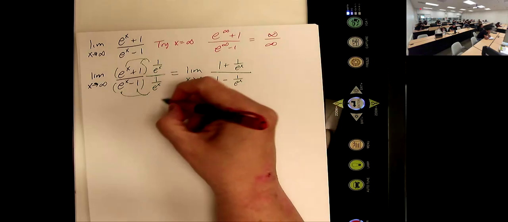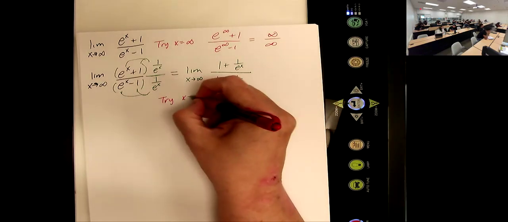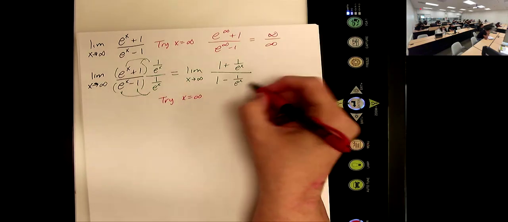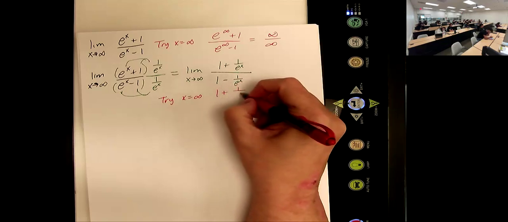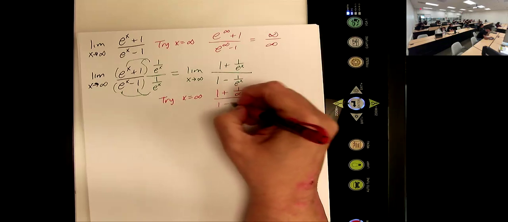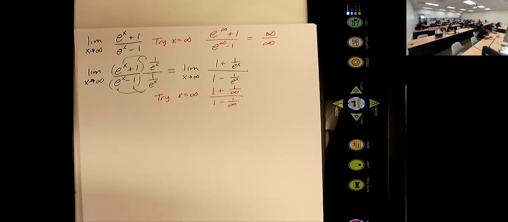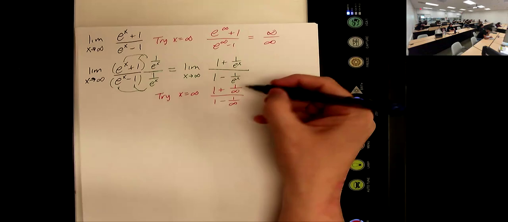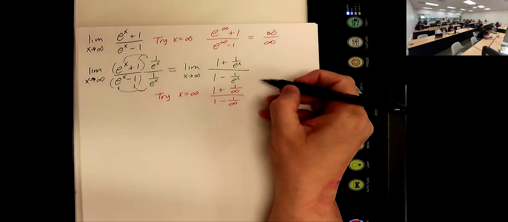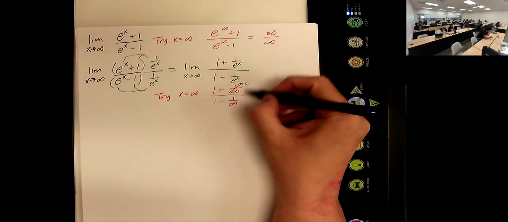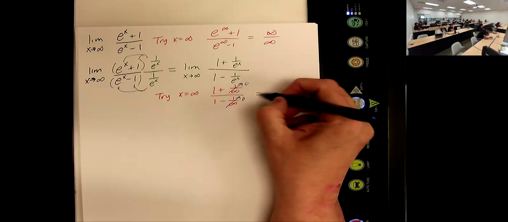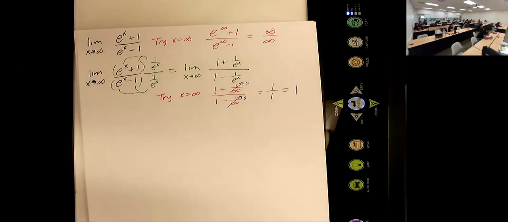Now, when we try x equals infinity, we get 1 plus 1 over infinity, and 1 minus 1 over infinity. And hopefully, if you've been practicing your homework, you recognize 1 over infinity as what? 0. So we got 1 over 1, it's just 1.